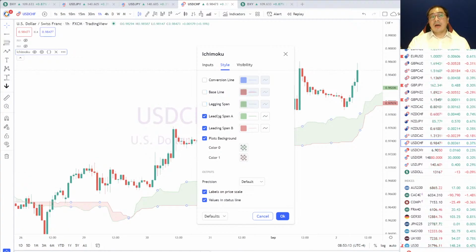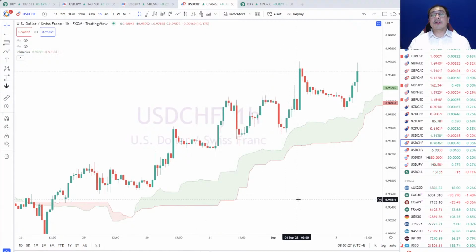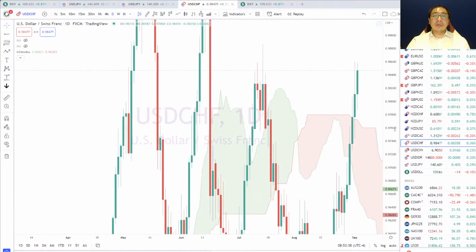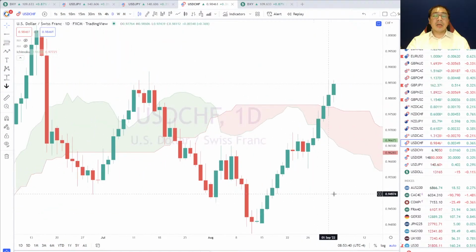We need the leading A and the leading B, or the Senkou A and the Senkou B, to actually form the Ichimoku cloud itself. But hey, this is called the Ichimoku cloud. You can actually get rid of it, but Senkou A and B is actually what forms the Ichimoku cloud. So if we simplify it, knock it down really simple, you can break it down like that. You can actually take a look at the dollar Swiss right now.